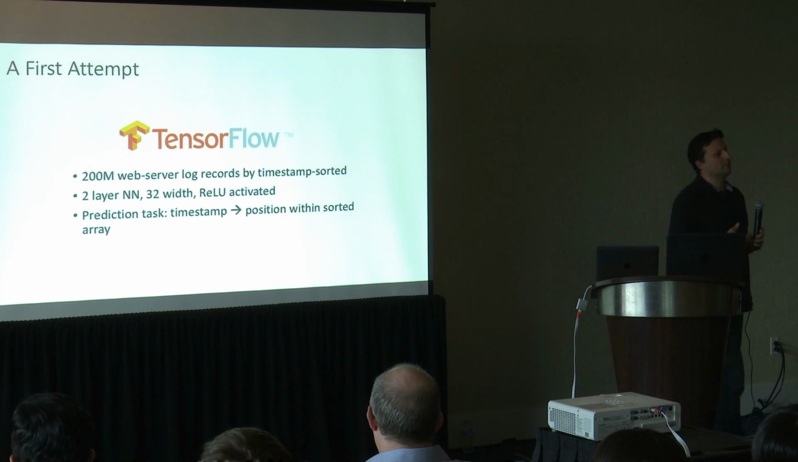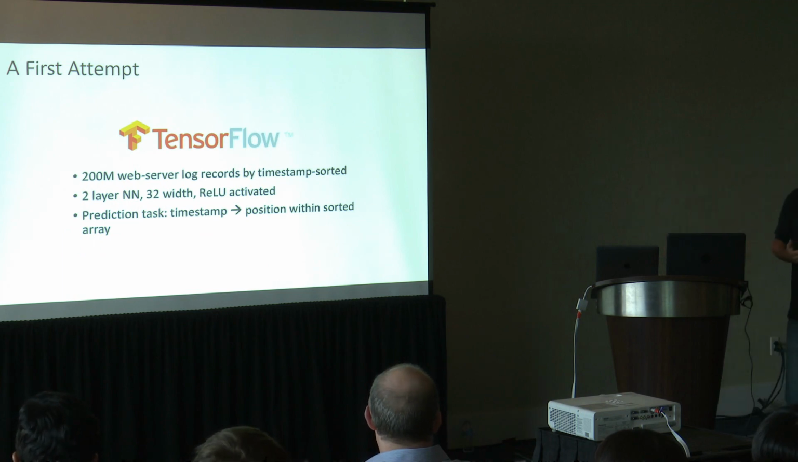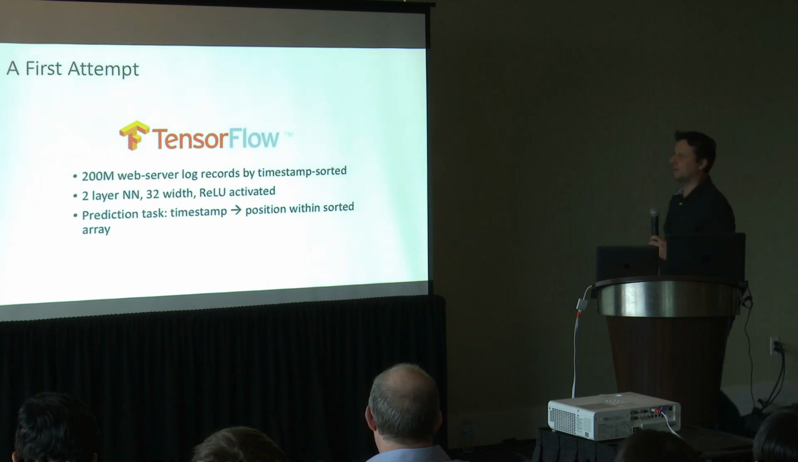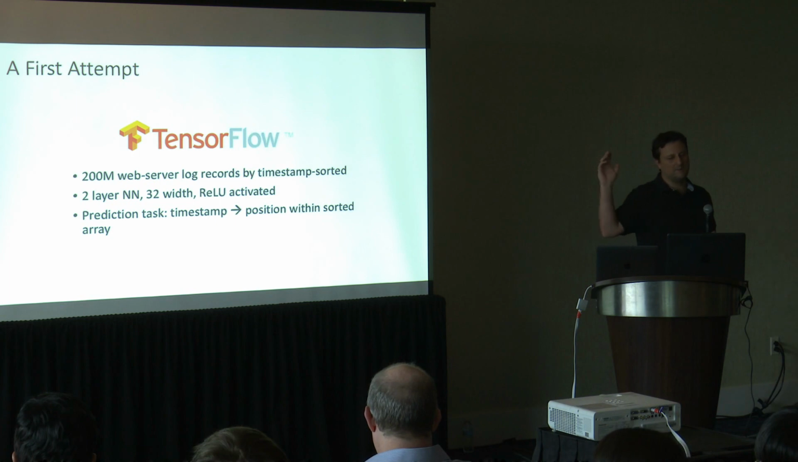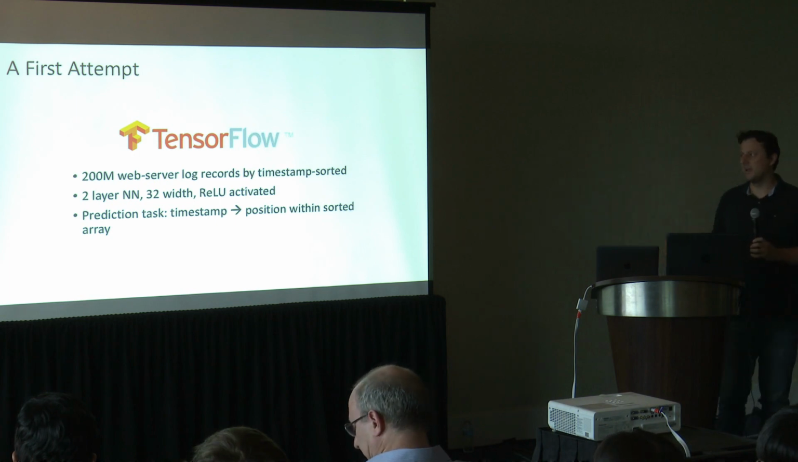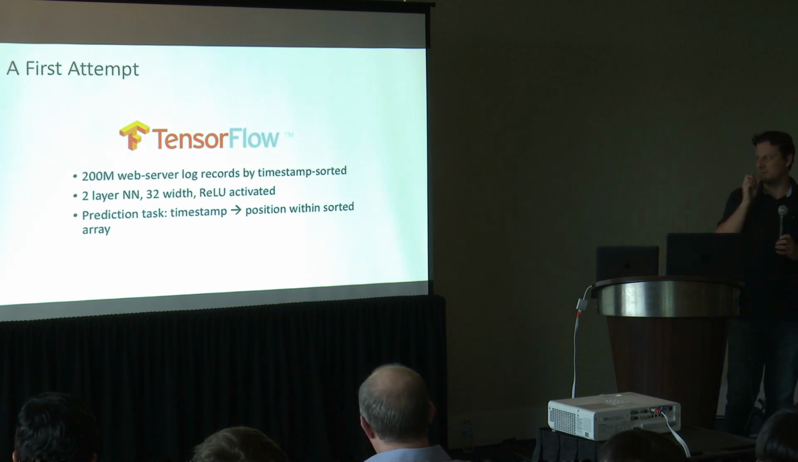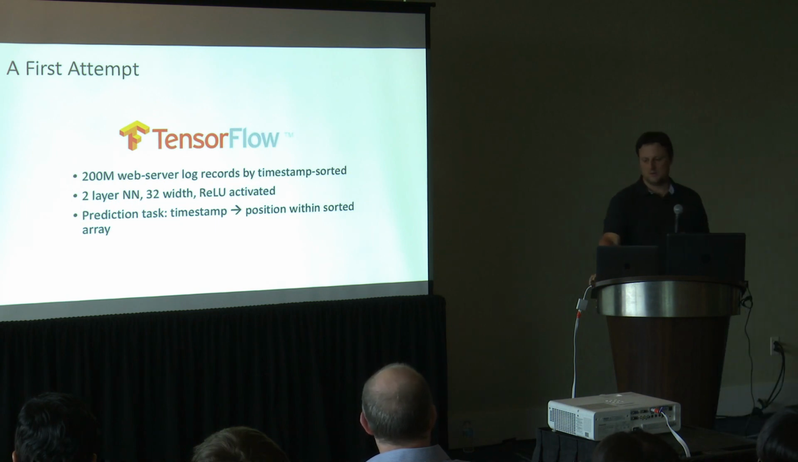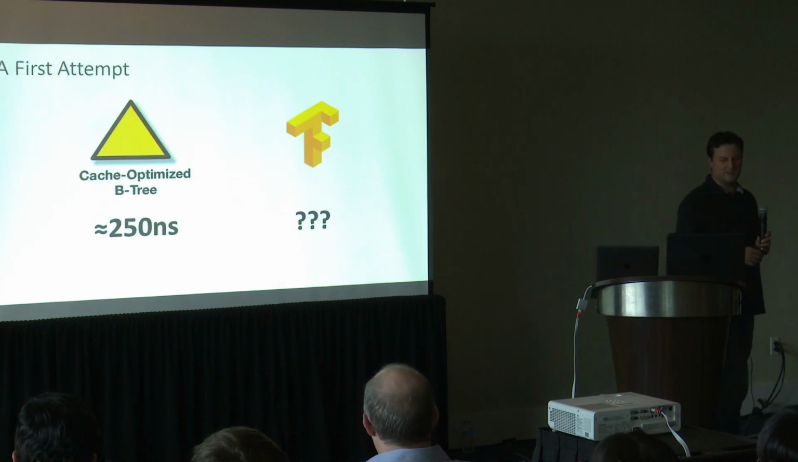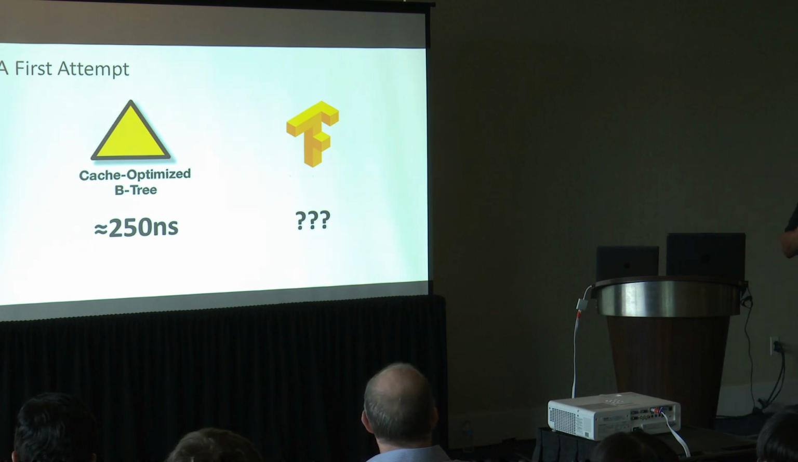So this sounded like an interesting idea to try out, so we tried it out. We used TensorFlow as a starting point. We wanted to index 200 million web server log records. We wanted to index the timestamp. We tried a 2-layer neural net for it. The prediction task was, given the timestamp, find the position inside the sorted array. We compared it against a cache-optimized B-tree, which took roughly 250 nanoseconds. What's your guess for how long TensorFlow took? Any guesses?